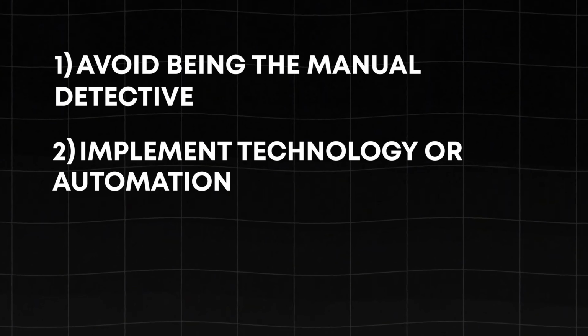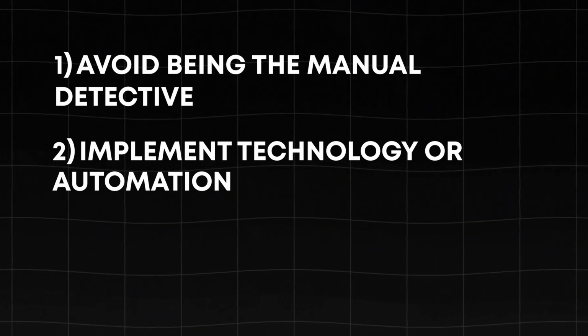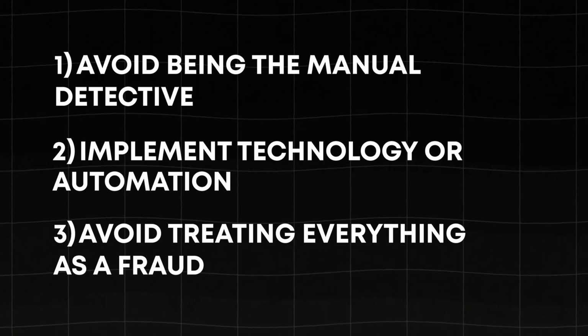So if you're starting with the invoice matching process and it's not working or your team is feeling overwhelmed, here are the 3 things you should do, right? Avoid being the manual detective, right? Implement technology or automation to do the match and have predefined rules. And number 3 is avoid treating everything as fraud.